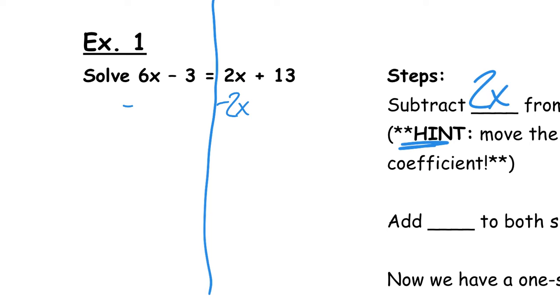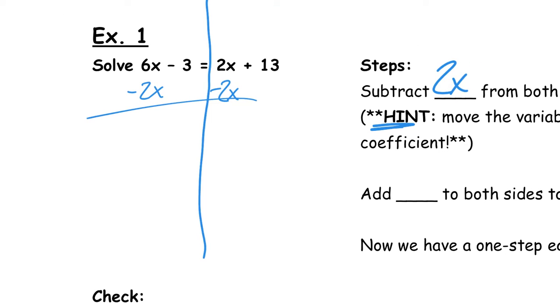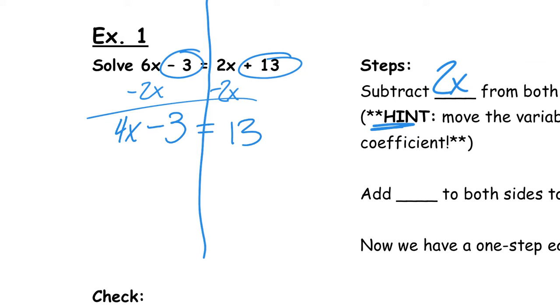So we're trying to get the variable on one side, all right? So that's what our notes say up here too. We want the variable by itself and the constants will go on the other side, okay? So I'm gonna take away 2x. One, it's the smaller one and it's easier for me. So 6x minus 2x gives me 4x. Then I still have to bring down the rest of the problem that was not used. So I didn't use this minus 3 and I didn't use 13. So I'm gonna bring those on down.